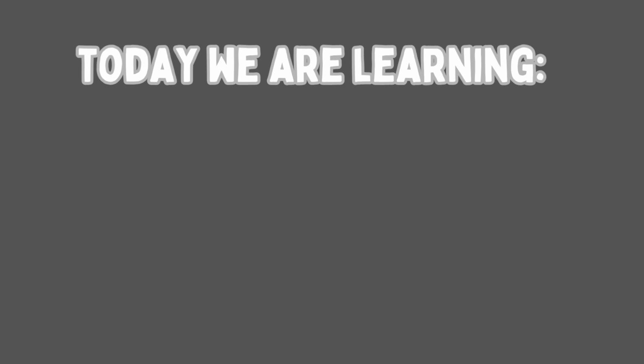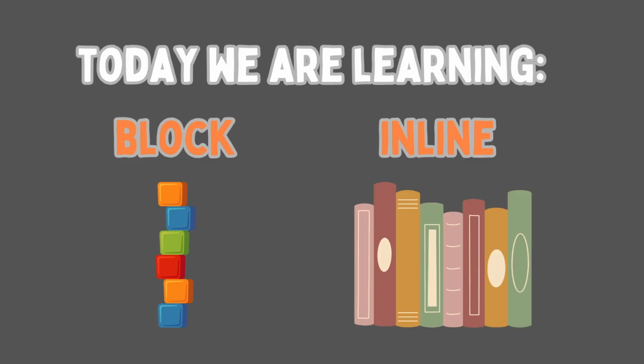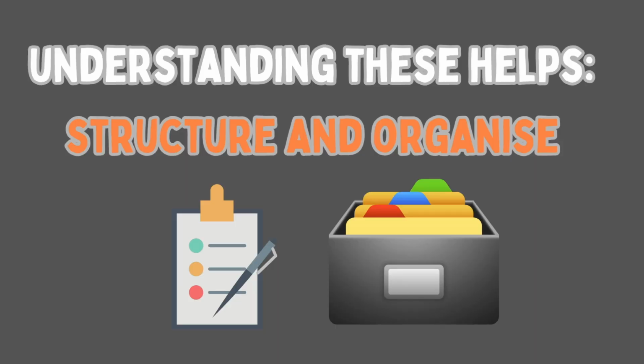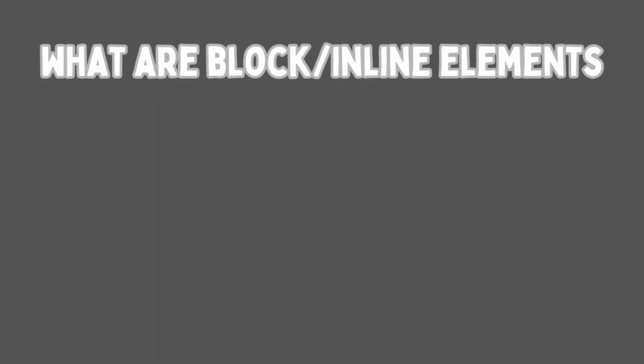Today we're talking about two important types of elements in HTML, block level and inline elements. Understanding these elements will help you structure and organize your web page content. We'll focus on two specific tags, div, a block level element, and span, an inline element. Let's get started. To start, let's break down what block level and inline mean in HTML.